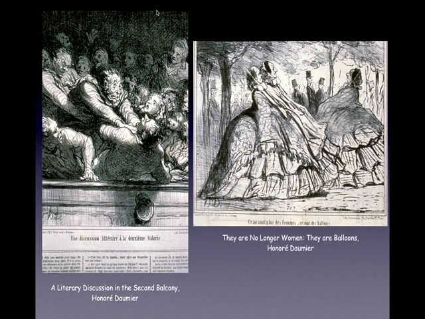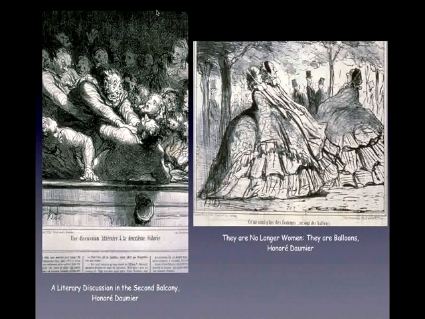He says, a literary discussion in the second balcony. The second balcony is the bloody nose balcony. They're the worst seats. They're the cheapest seats. That's where you and I, the ordinary people, can afford to sit. But what's wonderful about it is this is not a literary discussion. A literary discussion among the lowest classes for Daumier means they're going to knock the crap out of each other. That's how they're going to communicate.